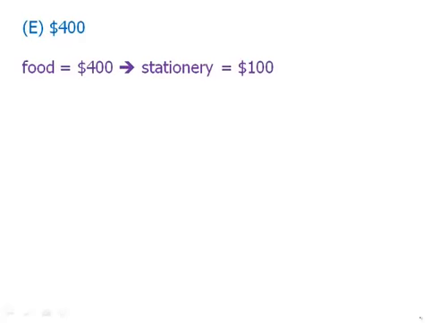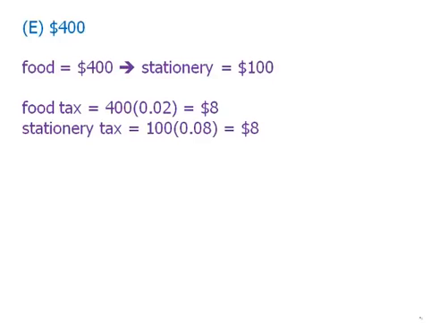Well, that means that food costs $400, so stationery costs $100. The food tax, 2% of $400, is $8. 8% of 100, of course, is $8, and that would give us a total of $16 in tax, which is too little. So A, B, and C are too big.